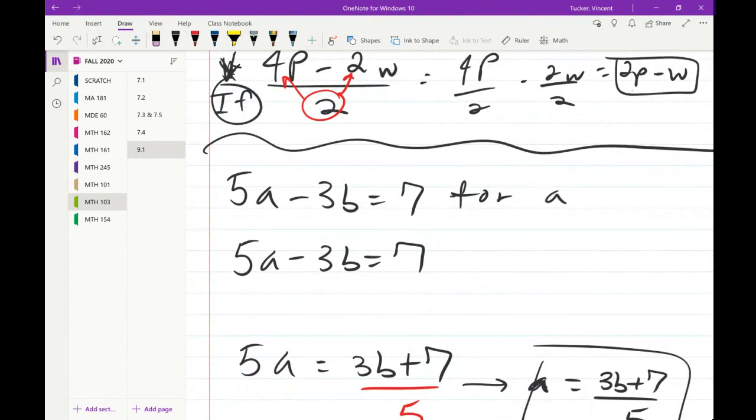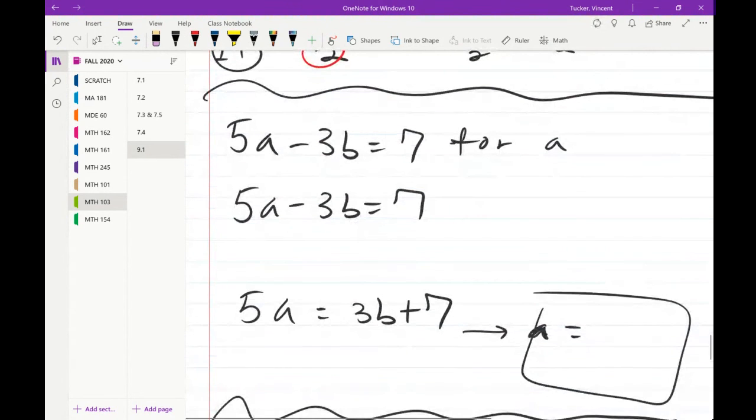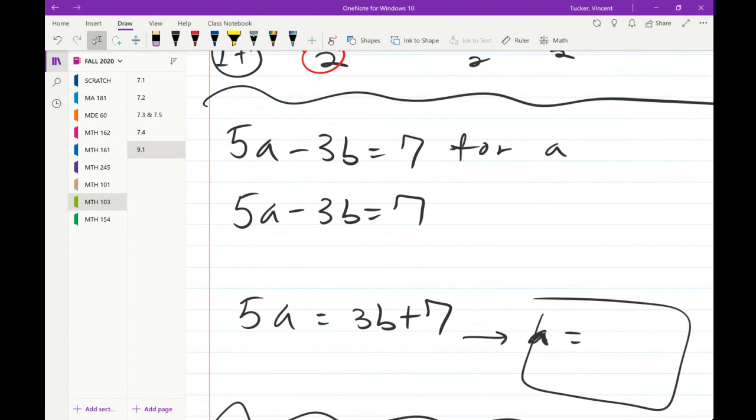So 5a minus 3b, and this one is similar to the last one that we did. We want to solve 5a minus 3b equal to 7 for a. First thing we do is get all the terms without a onto the other side. So we'll add 3b. 3b and negative 3b will cancel. So you have 5a equal to 3b plus 7.